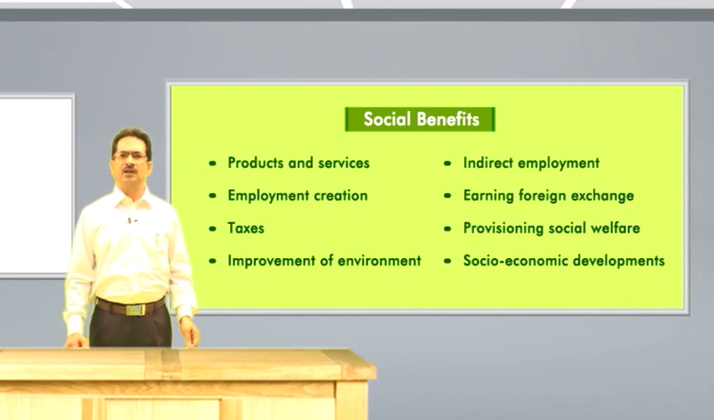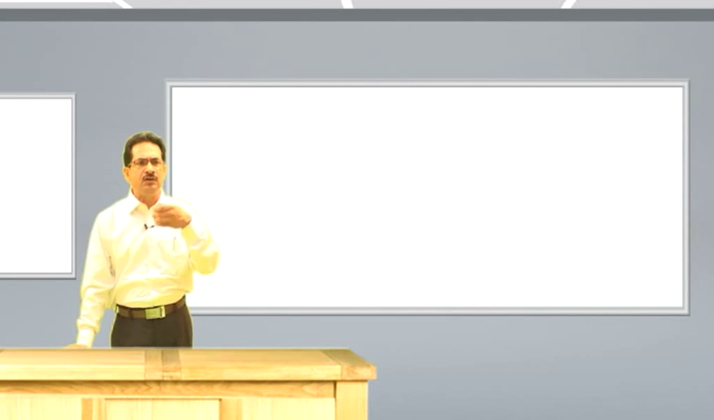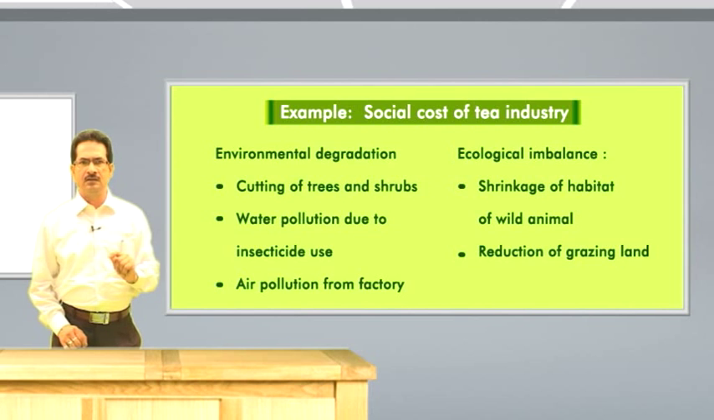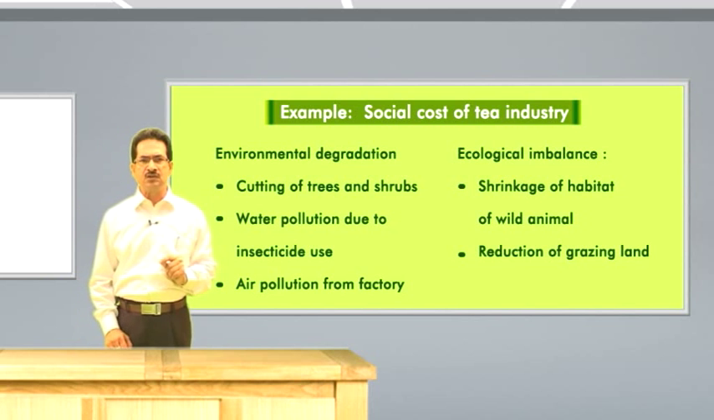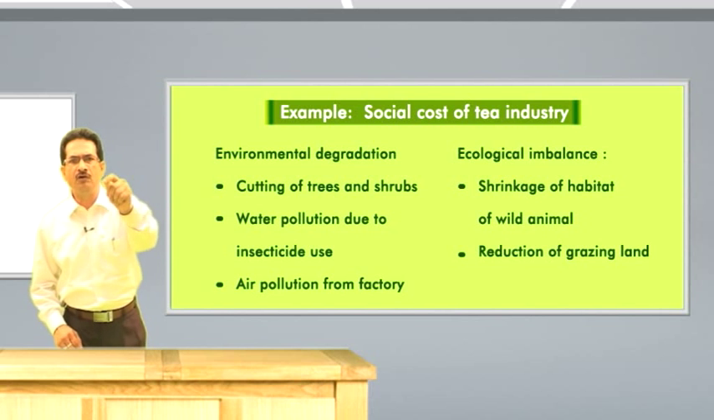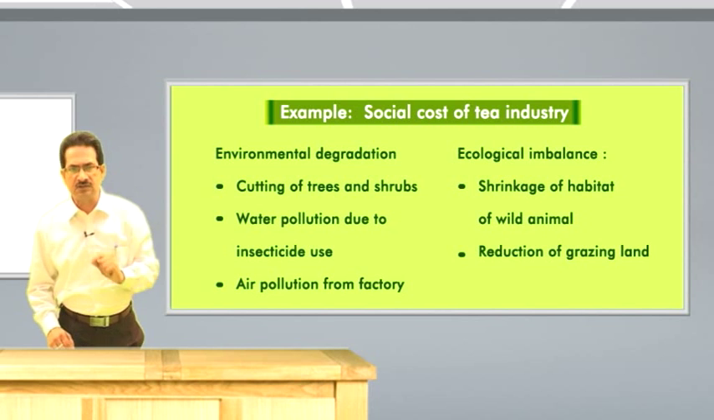Now we are coming to the last part of the session, and we'll understand with more depth with two examples. The first example is the social cost of the tea industry. Say environmental degradation, cutting of trees and shrubs, water pollution due to insecticide use, and air pollution from factories are the social costs of environmental degradation of the tea industry.